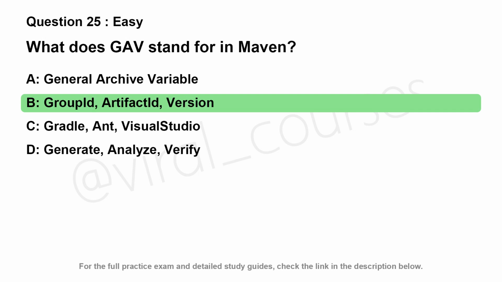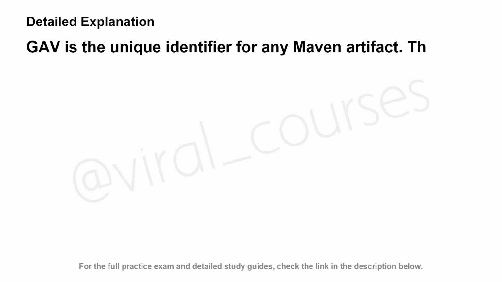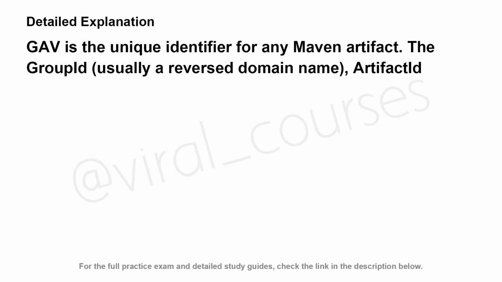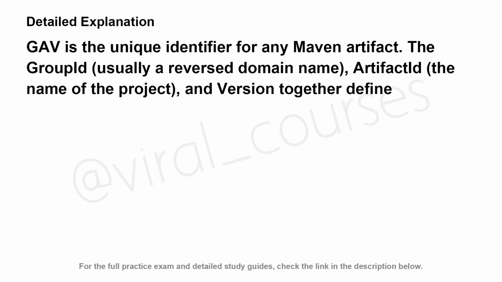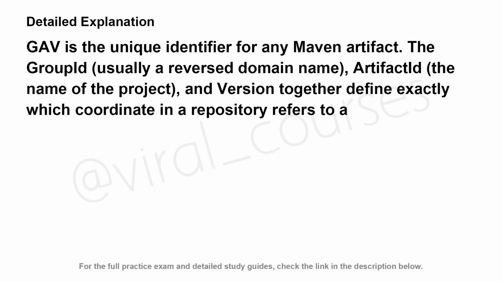The correct answer is B. GAV is the unique identifier for any Maven artifact. The group ID, usually a reversed domain name, the artifact ID, the name of the project, and the version together define exactly which coordinate in a repository refers to a specific piece of software.